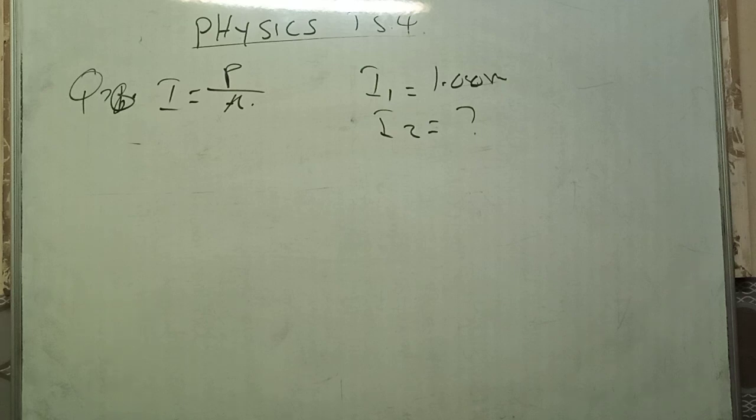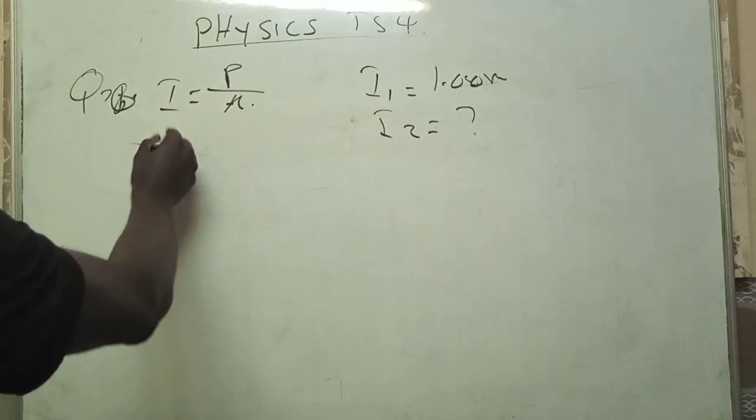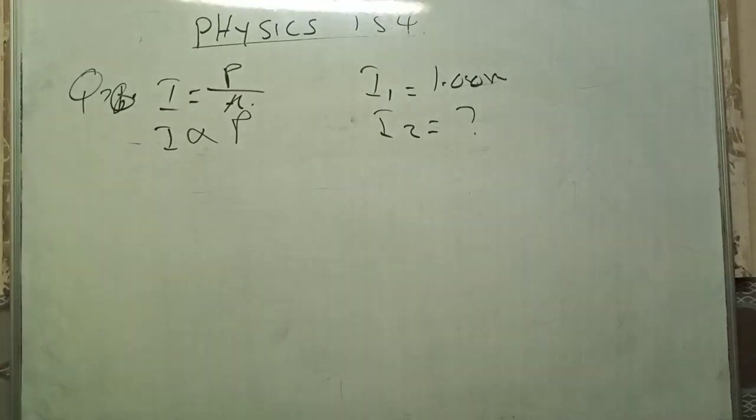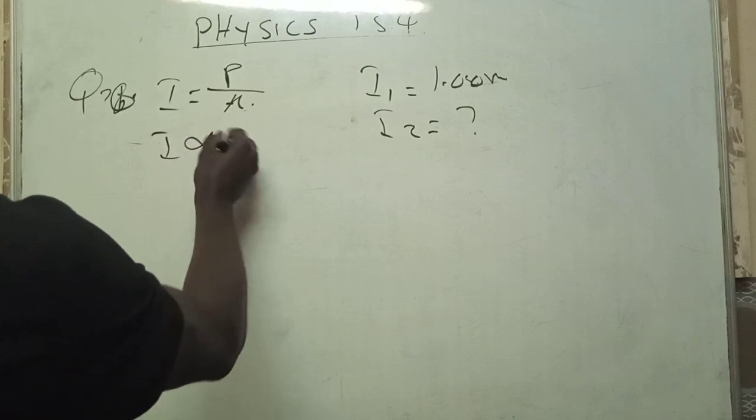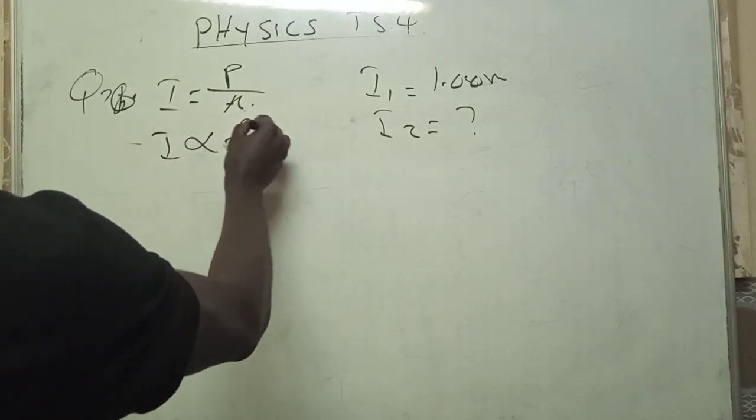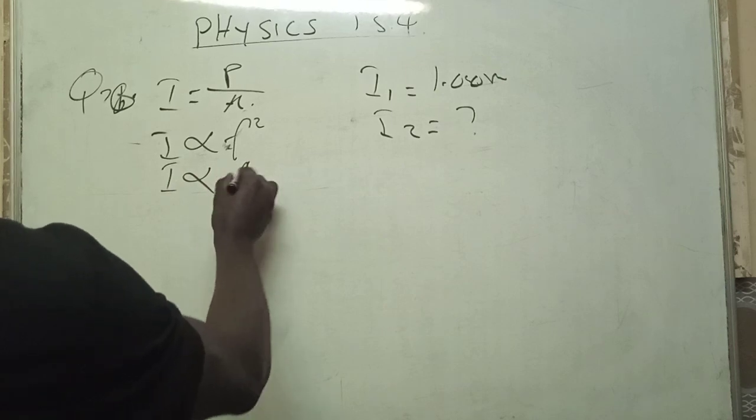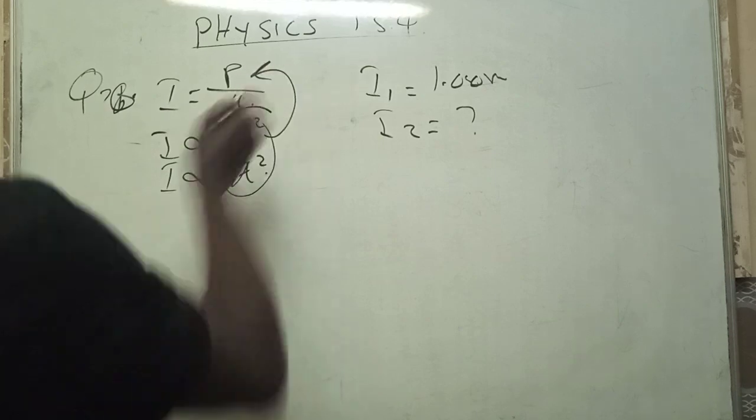Then if this is true, we can say, if you can remember very well from what we used to do, intensity is directly proportional to frequency squared. At the same time, intensity is directly proportional to amplitude squared. So we know that these two come as a result of the power.